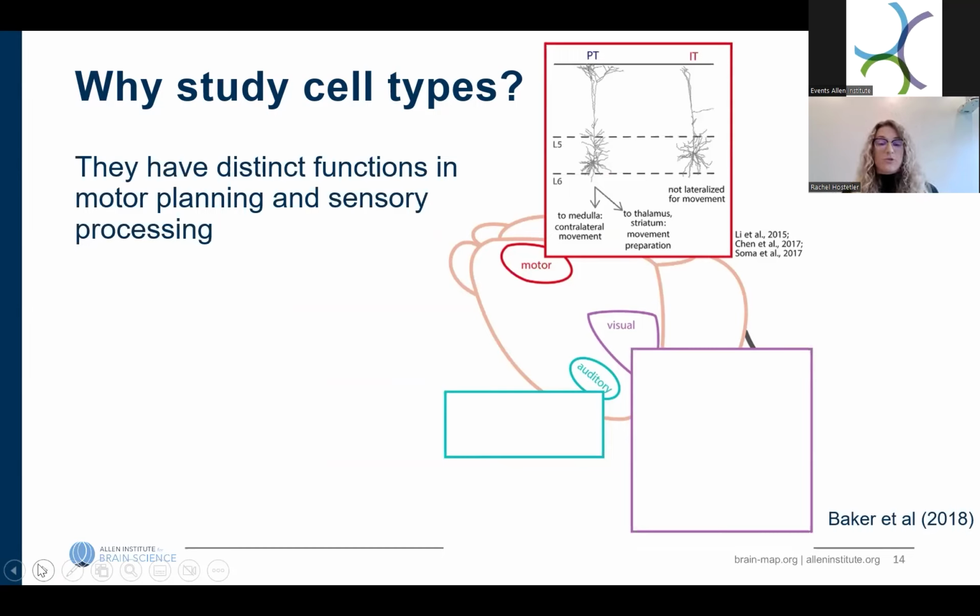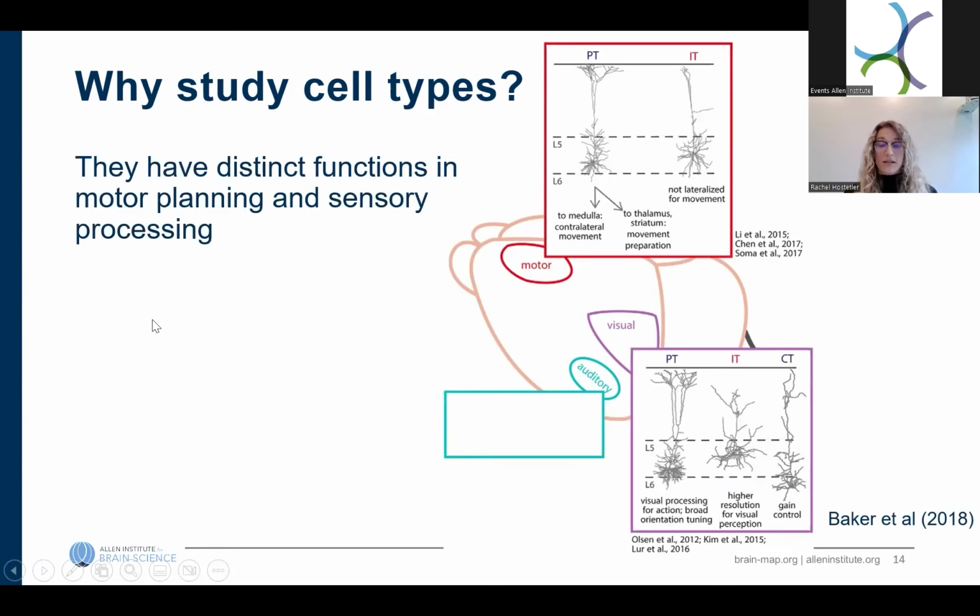Again, they have different long-range projections, but they also have different functions and are involved in different aspects of motor planning. For instance, our IT cells are not lateralized for movement, and the PT cells are actually involved in contralateral movement and also movement preparation.